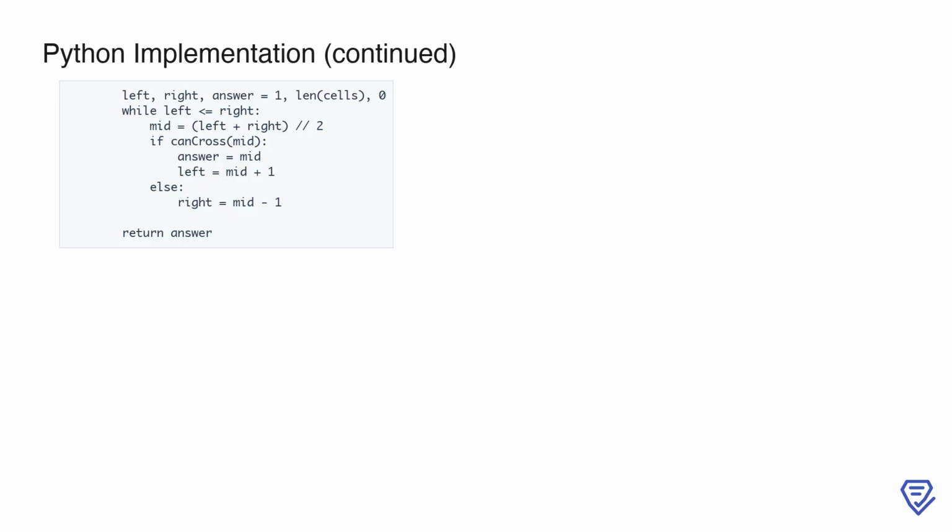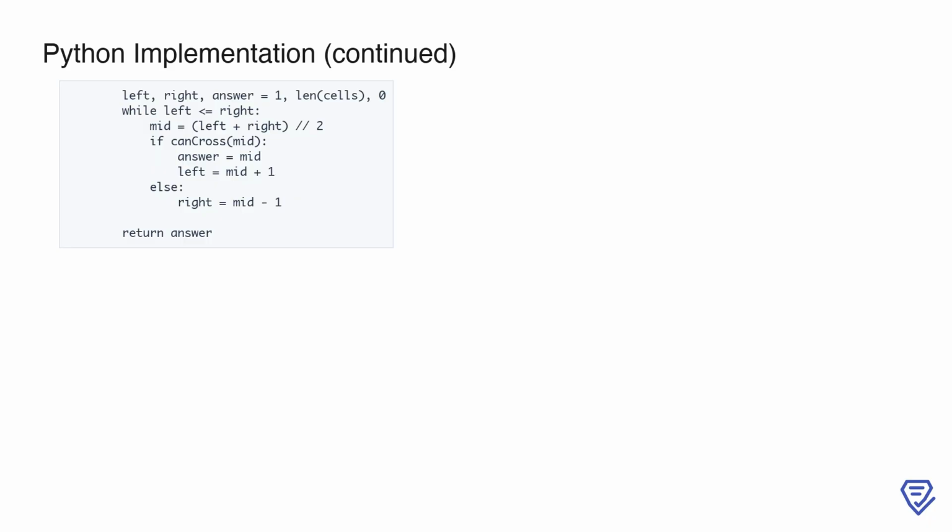We initialize three variables: left as 1, representing the earliest possible day, right as the total number of cells, representing the latest day, and answer, starting at 0, to store the last day when crossing is possible. While left is less than or equal to right, we calculate the midpoint, mid, and check if crossing is possible on that day by calling the canCross function.